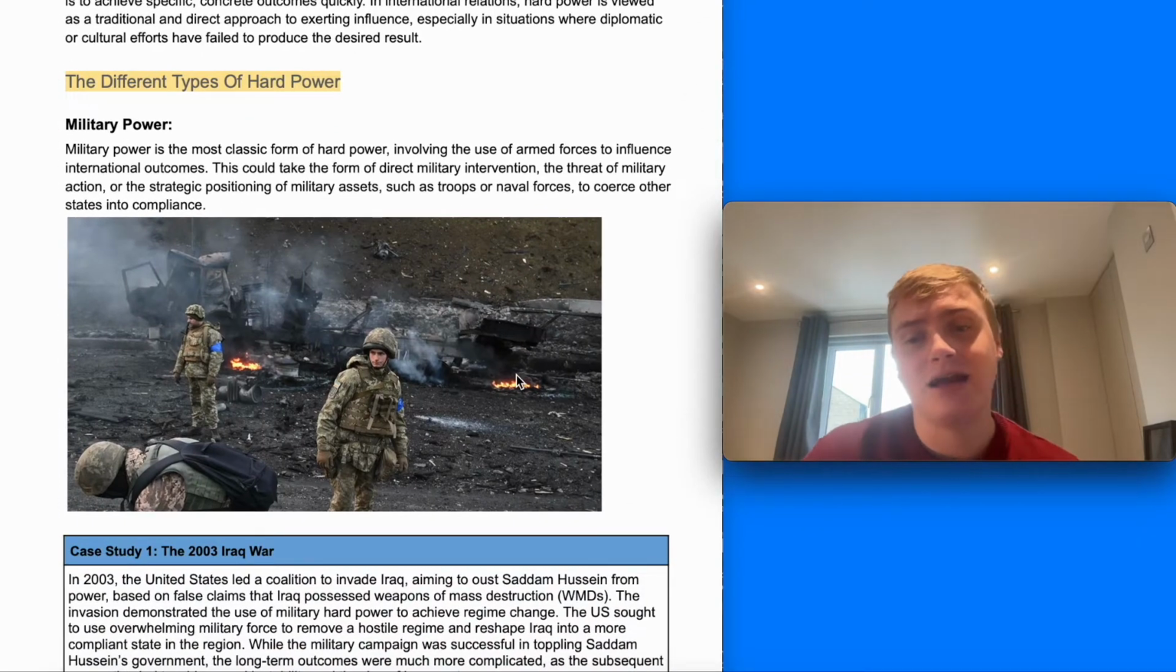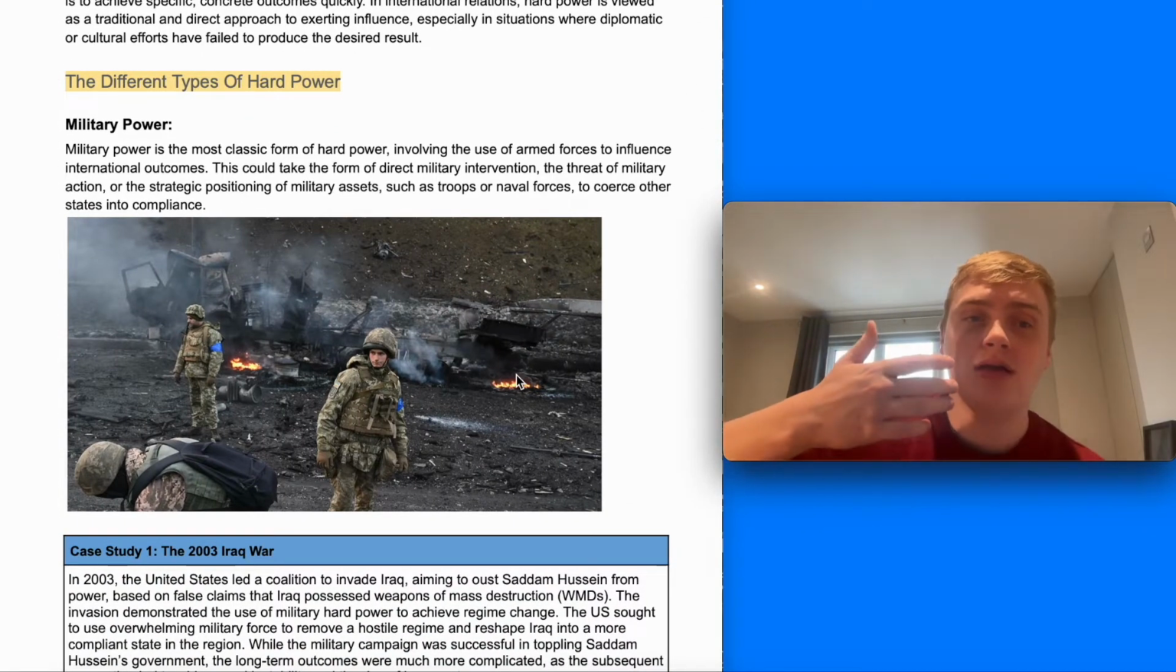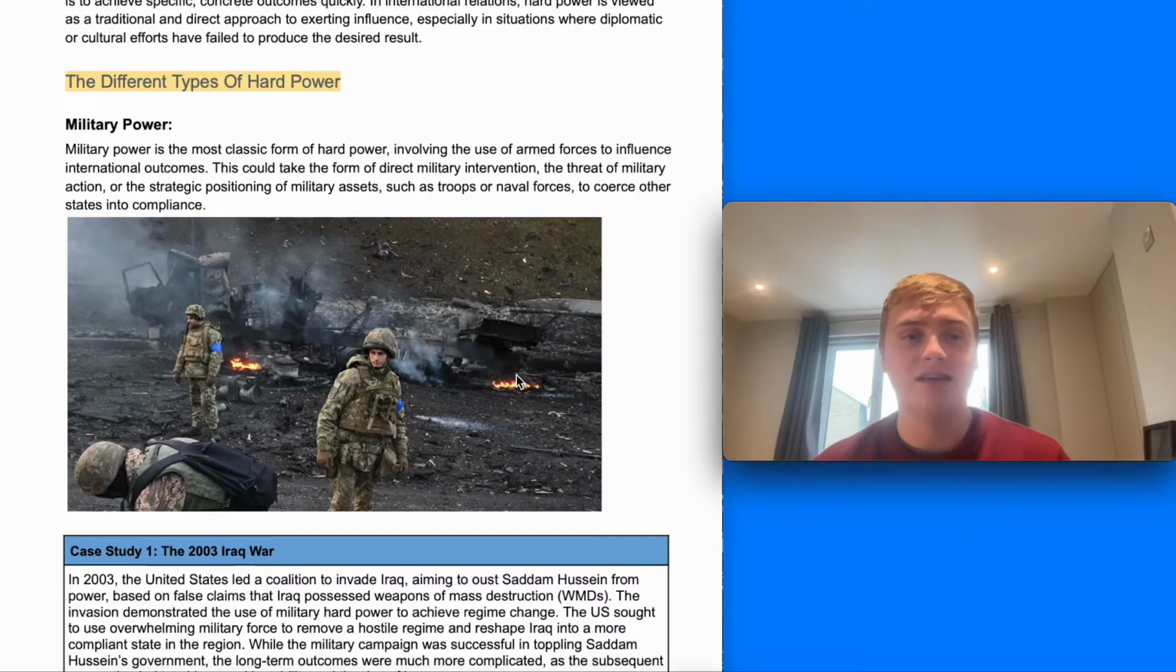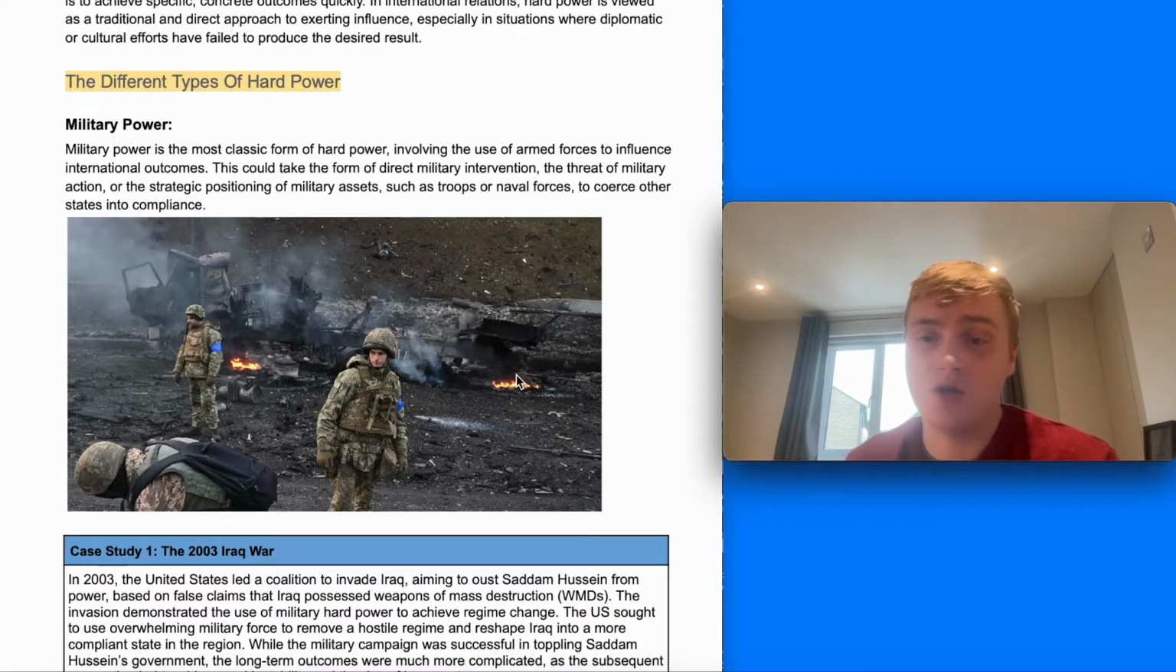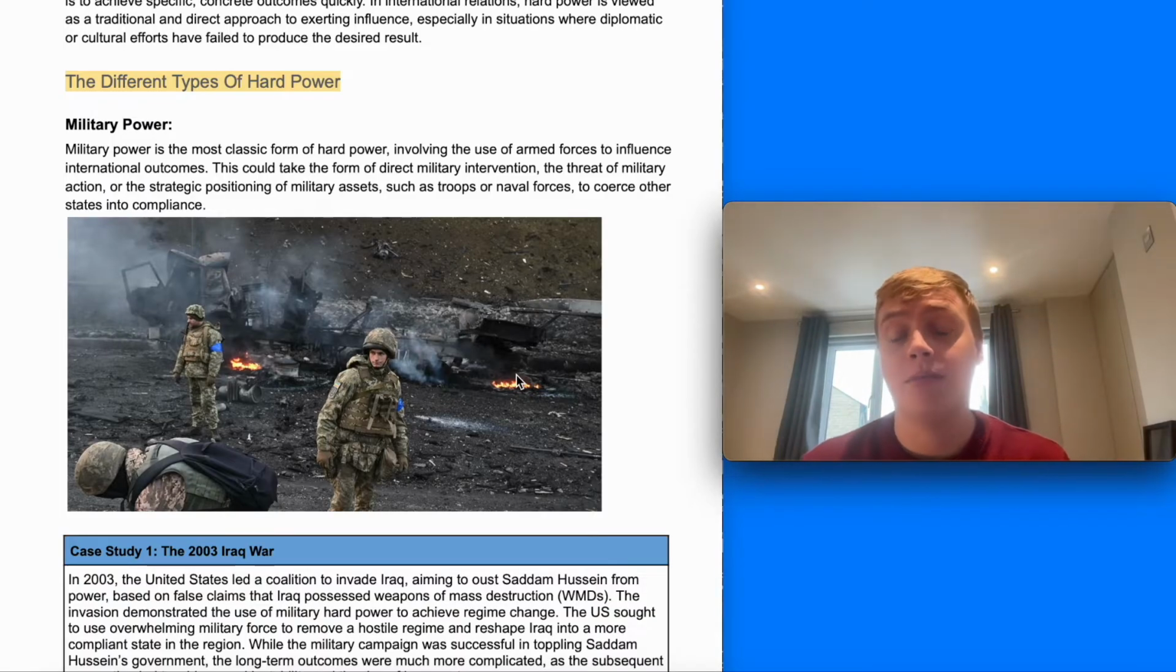The clearest and I think most useful example for hard power you're going to use in your essays is military power. So you use your armed forces, your military, to influence international outcomes. It could be through direct military intervention. It could be through the threat of military action. So, for example, we look at Trump's recent threats to effectively commandeer and invade Greenland and make it part of the United States.